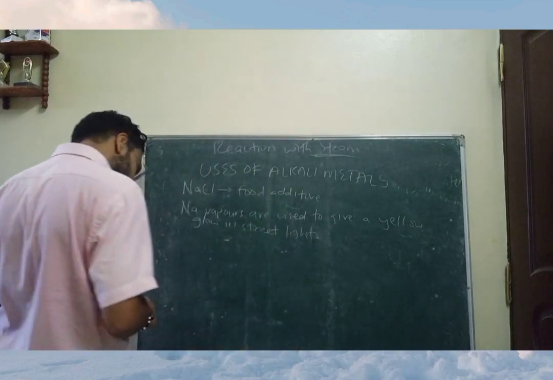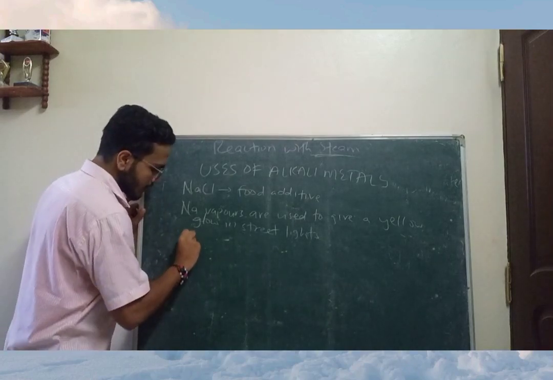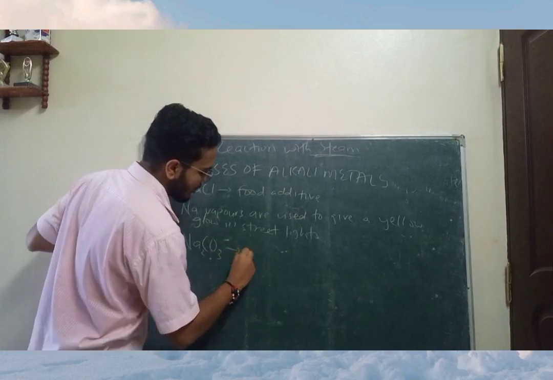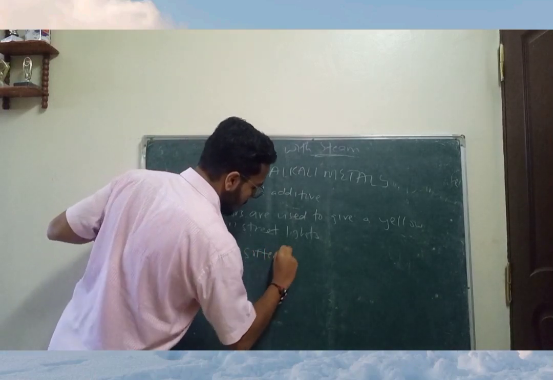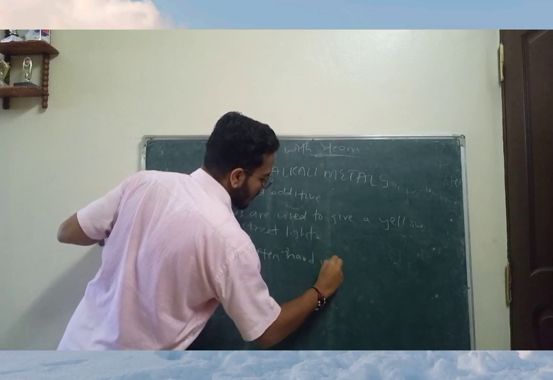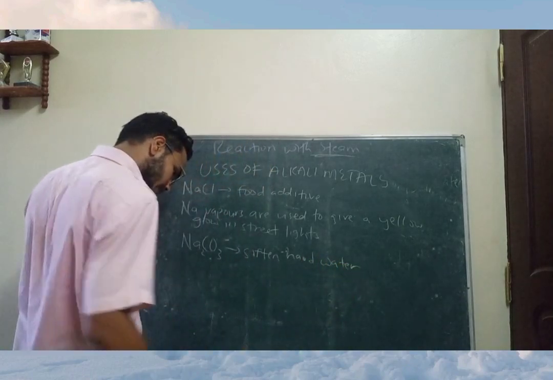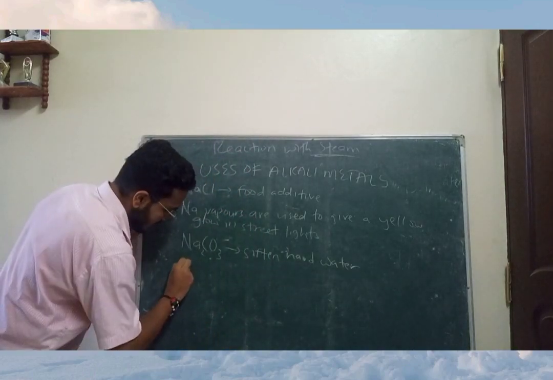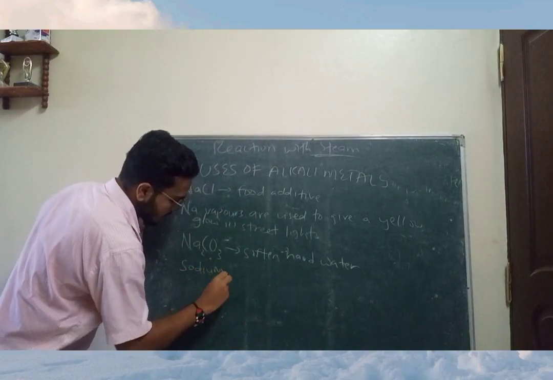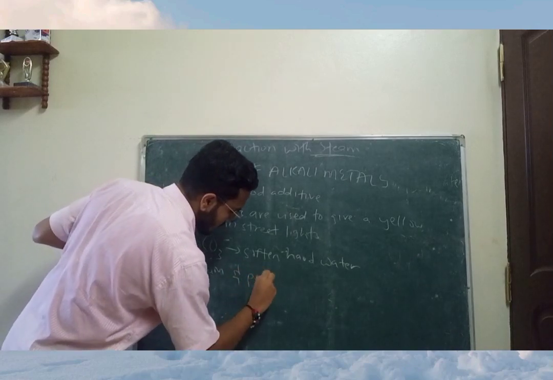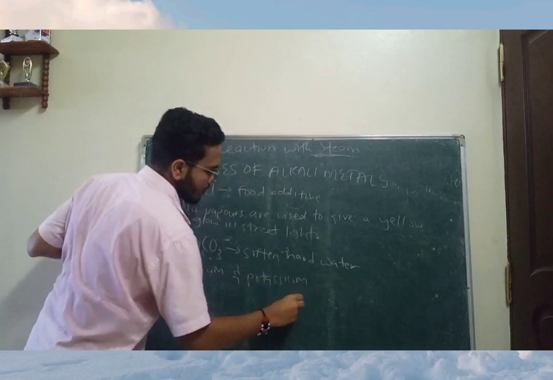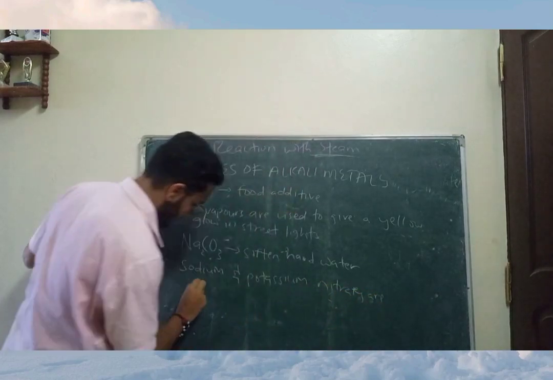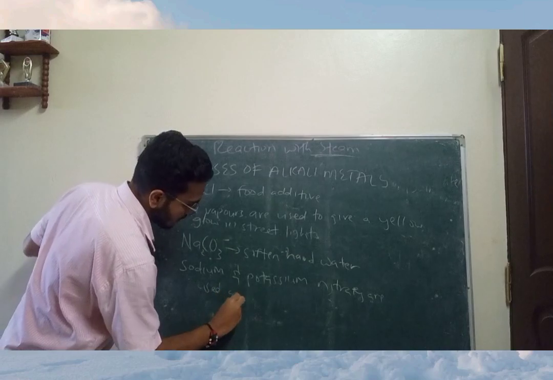Sodium carbonate is used to soften hard water. Sodium and potassium nitrates are used as fertilizers.